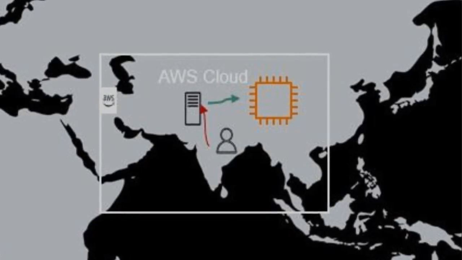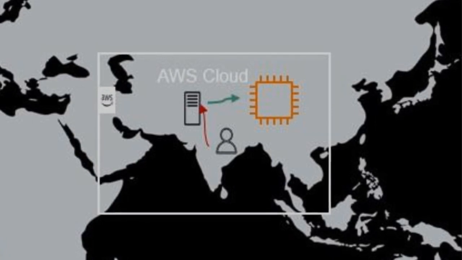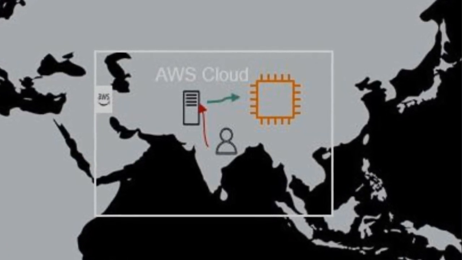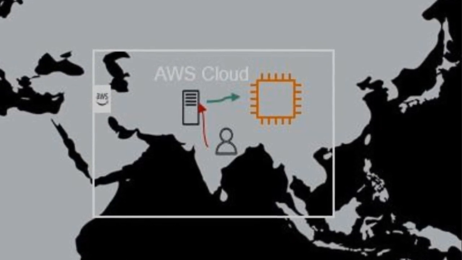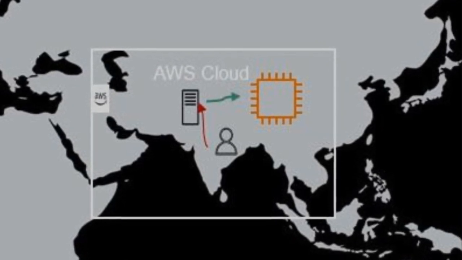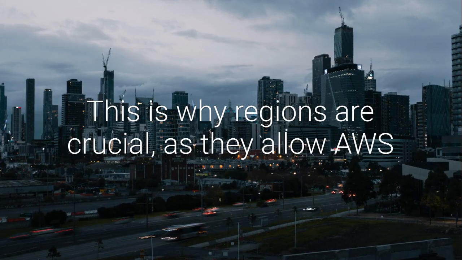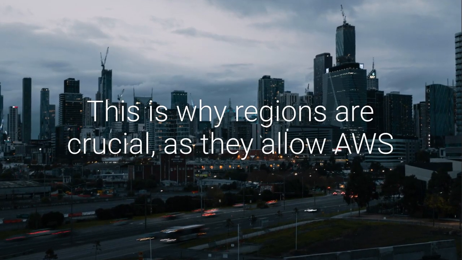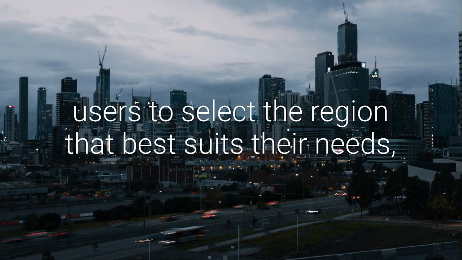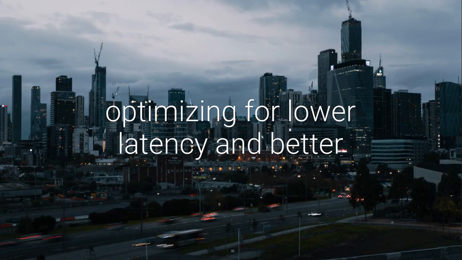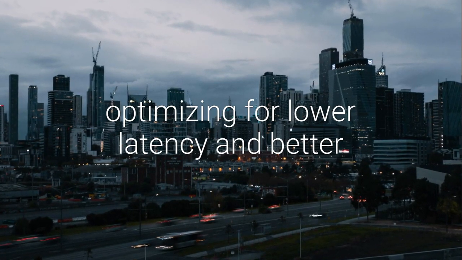However, if you place your infrastructure in the same region as your users, such as in Mumbai, AP South 1, the number of hops decreases, leading to lower latency and faster response times. This is why regions are crucial, as they allow AWS users to select the region that best suits their needs, optimizing for lower latency and better performance.